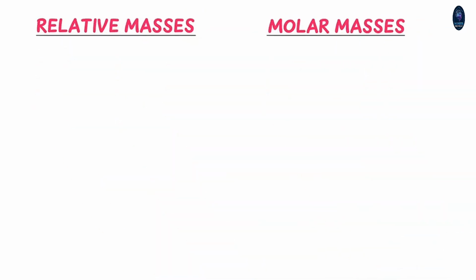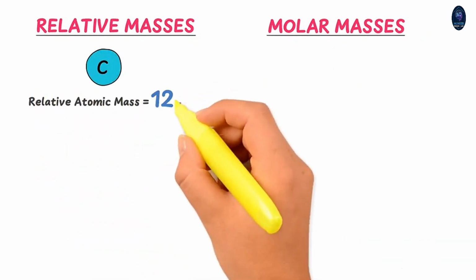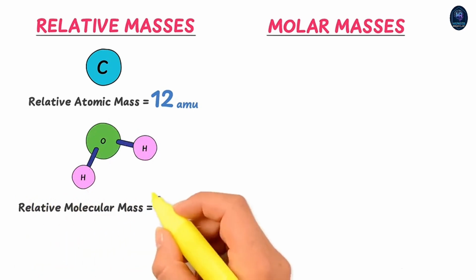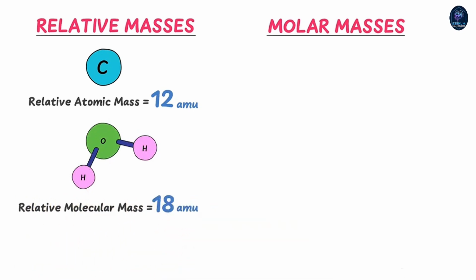Now let me teach you the difference between relative masses and molar masses. For example, take just 1 atom of carbon. Its relative atomic mass is equal to 12 AMU, or 12 atomic mass units. Similarly, take only 1 molecule of water. Its relative molecular mass is 18 AMU, or 18 atomic mass units. Remember that you can't see, touch or do chemistry with 1 carbon atom or 12 atomic mass units of carbon. In order to solve this problem, scientists put forward the idea of molar masses.